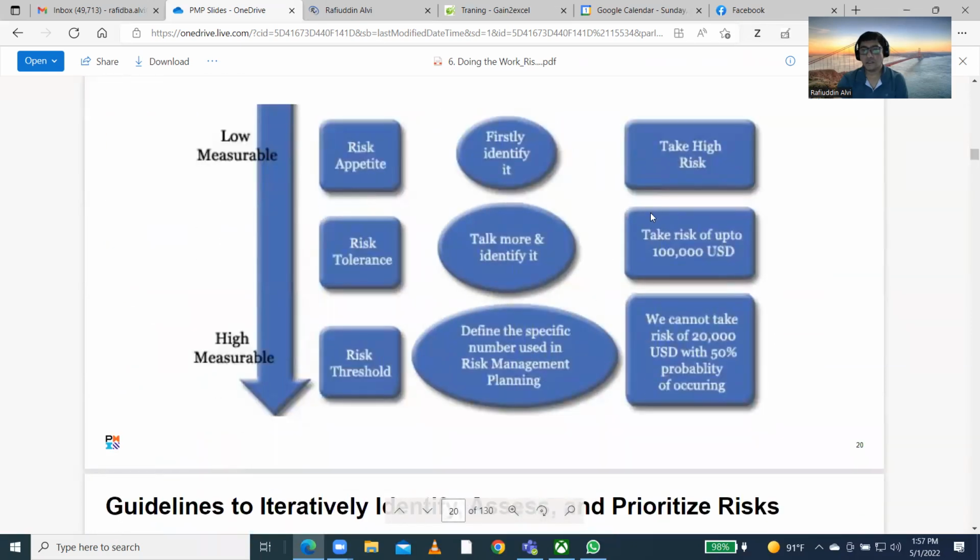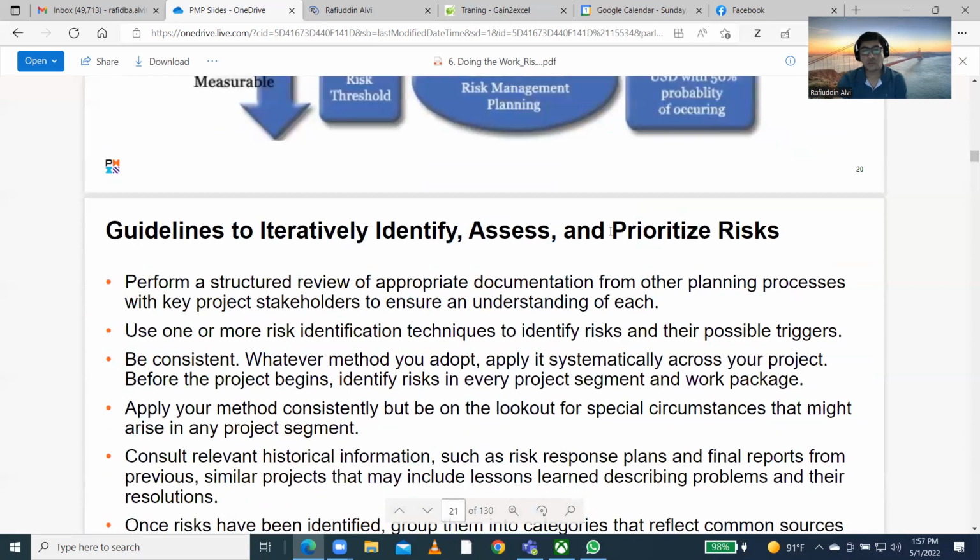The same thing is expressed here in the form of a figure. So, guidelines to iteratively identify, assess, and prioritize risk. That means how you can identify the risk, how you can address it, and how you can prioritize, meaning which risk you have to give more priority.